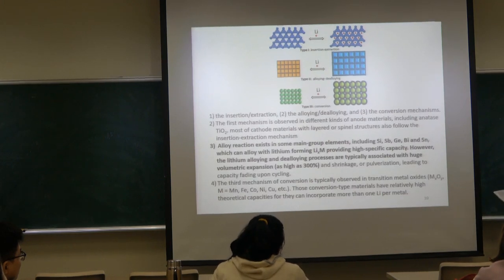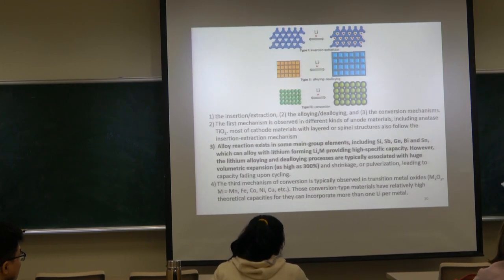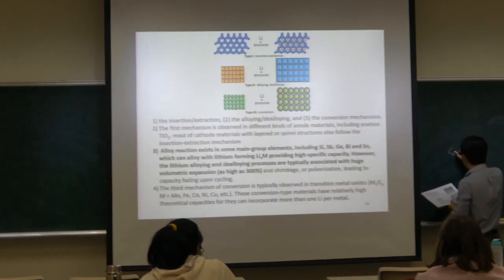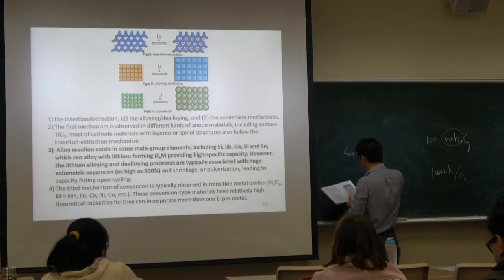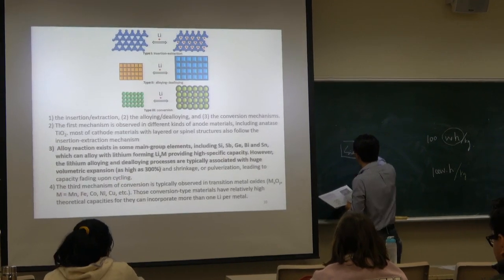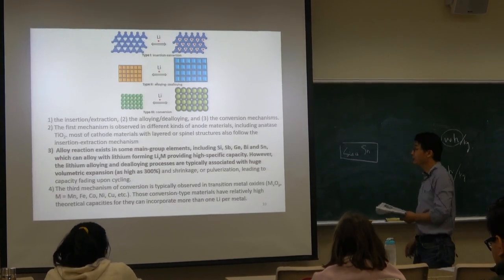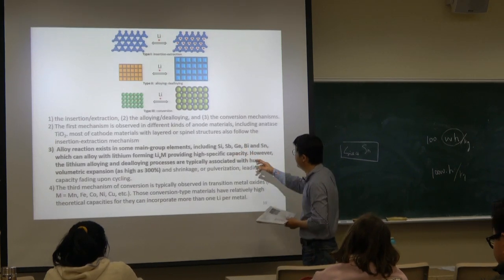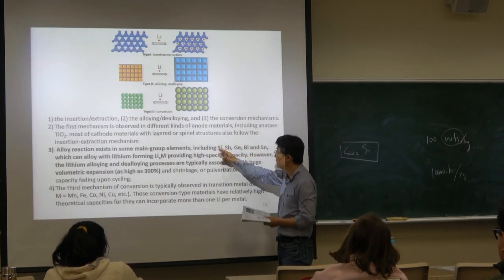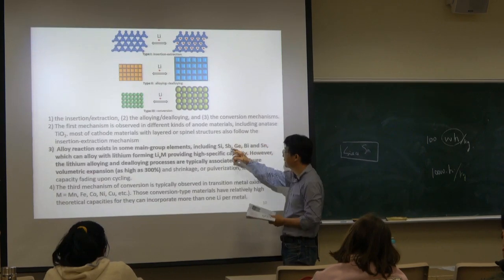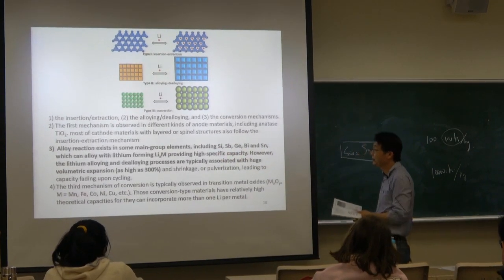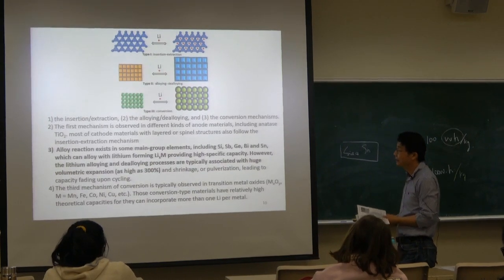Tin can take up Li4.4Sn, and this is also possible in germanium. Compared to silicon, tin's theoretical capacity is not quite as high, but it has less volume expansion.